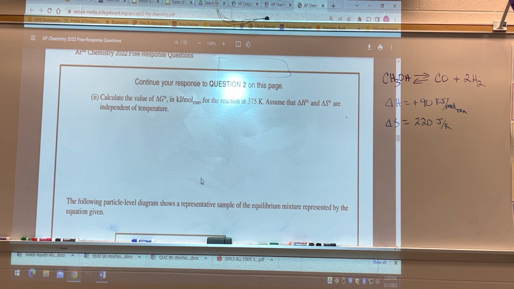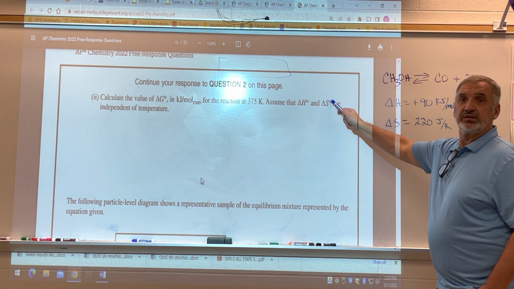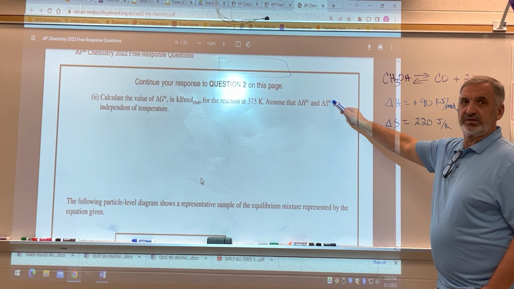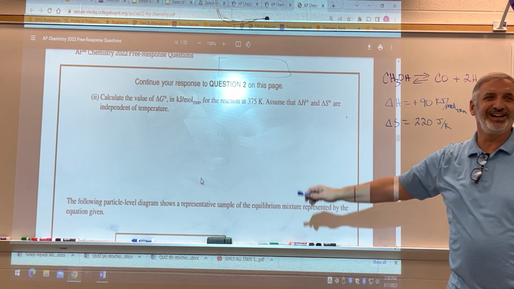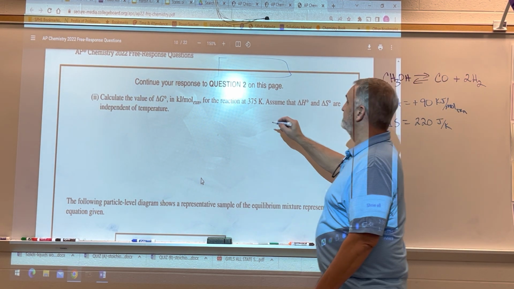No? What's the degree symbol mean? Standard, so what's the temperature? Oh, come on. 25 degrees Celsius, 298 K. No, but actually they're telling you here, what's delta G? They're telling you the temperature here though.